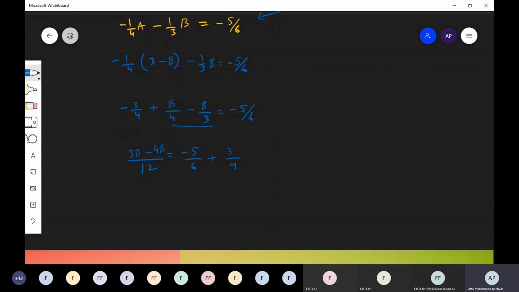So what I get from here, the LCM for this must be 12, right? This must be minus 10 plus 9, because 12 divided by 4 is 3, and 3 times 3 is 9, right? And this must be equal to minus B upon 12, right?